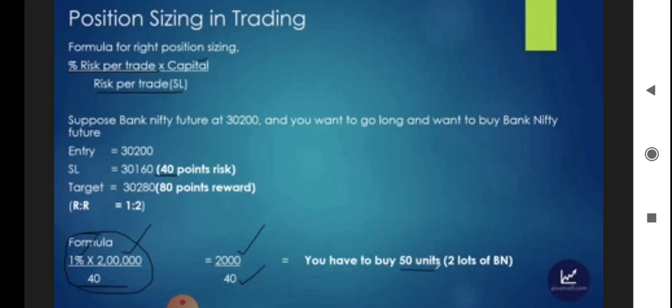50 units. How many units in a lot of Bank Nifty? 25. So that means you should trade only 2 lots of Bank Nifty if your stop loss is 40 points. So if your capital is 2 lakh and stop loss is 40 points, you are supposed to trade only 2 lots, not more than that. If you are trading in some shares, only 50 units.